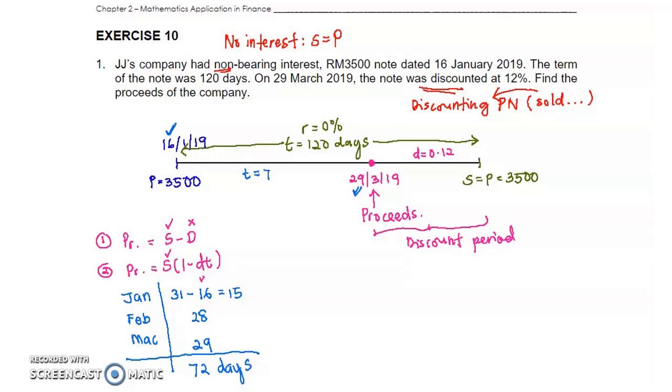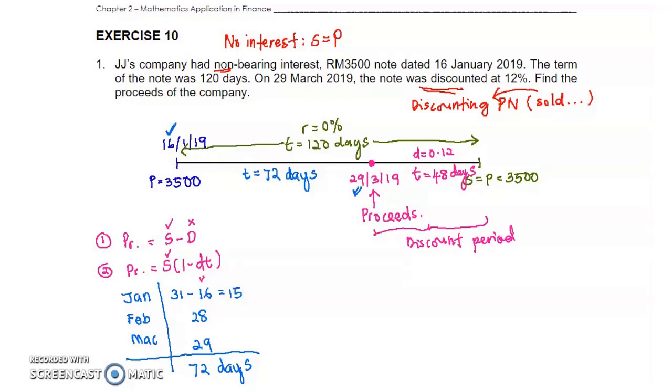So T here, how long we keep the note? 72 days. Once we know this is 72 days, the discount period will be 120. So from 16 January until the end is 120, and between these two dates is 72 days. So the discount period, T, is 120 minus 72 days, which is equivalent to 48 days.